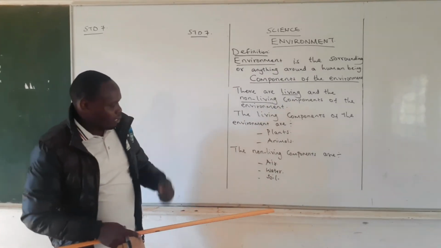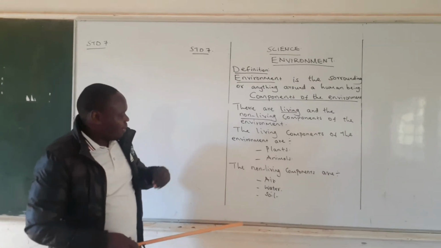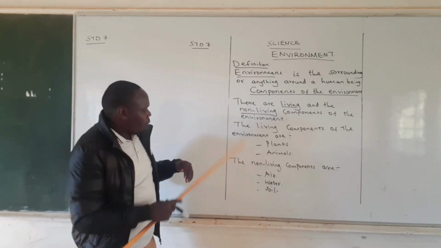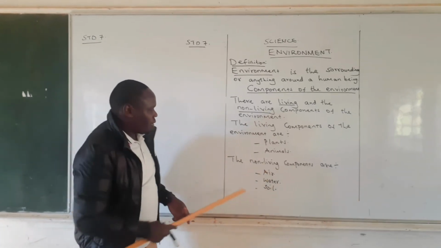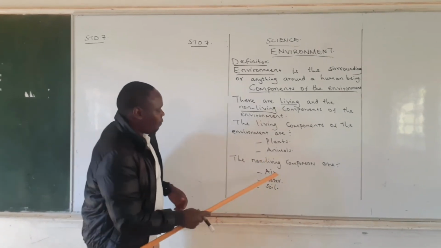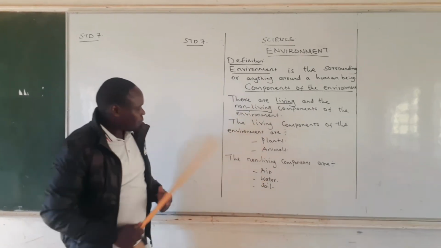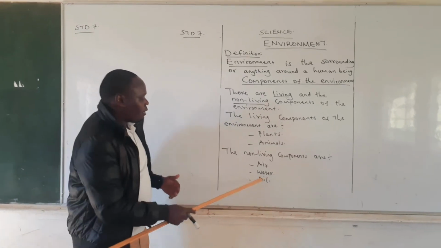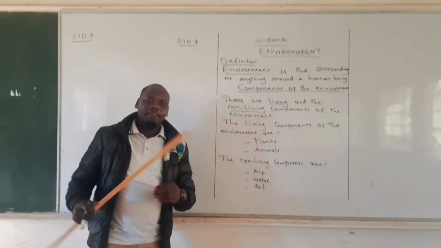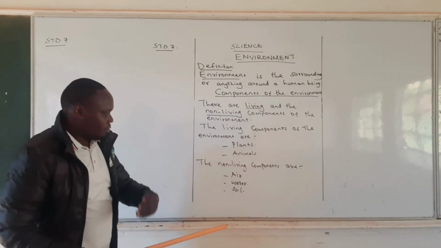Water is another major component of the environment, whereby it is found in all the other components. Plants need water, animals need water. We find water in air, we find water in soil. And so the importance of it is water being a home for animals, e.g. the fish. Yes, we can take for example the fish.